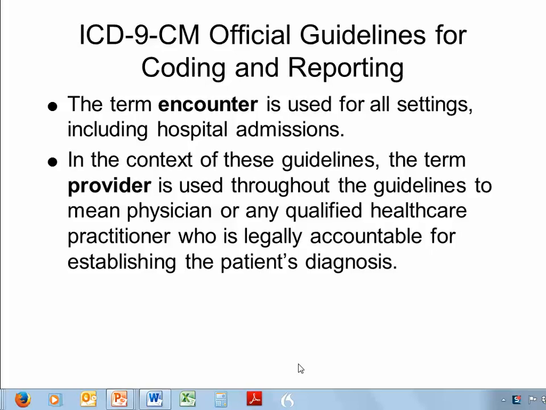When we're talking about guidelines, the term provider means either a physician or a mid-level provider or any other provider who is legally able to establish a patient's diagnosis. All right.